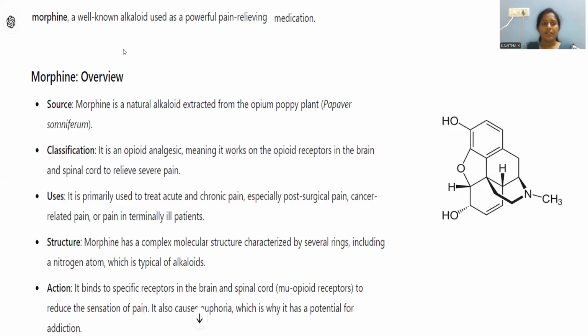Morphine is a well-known alkaloid and it is used as an analgesic. Analgesic means used to relieve pain. Pain-relieving agents are said to be analgesic agents. So morphine is the best example in that regard.